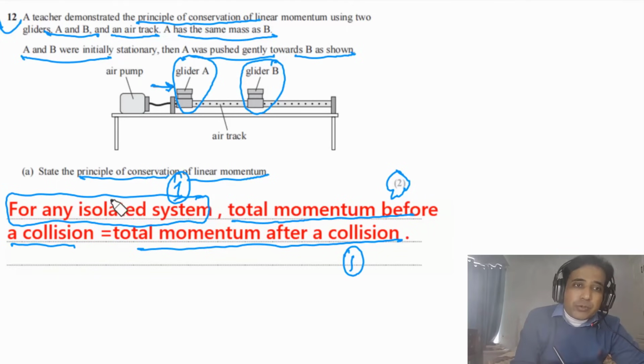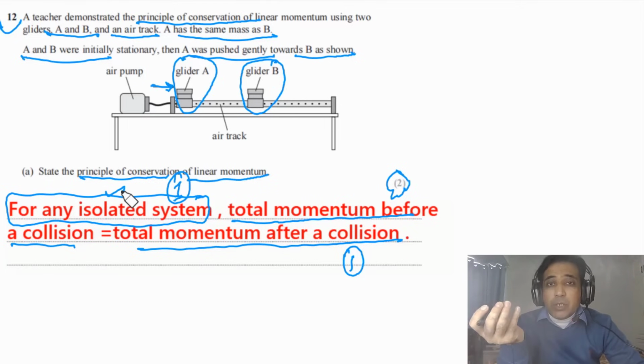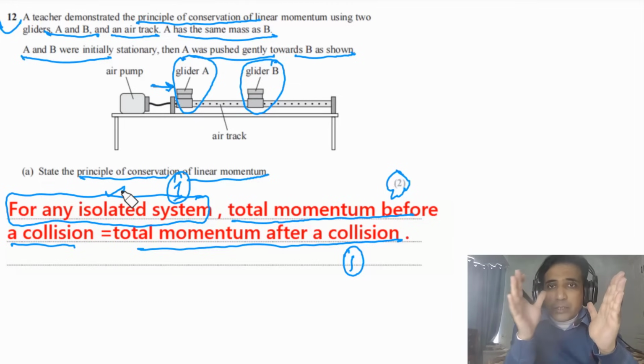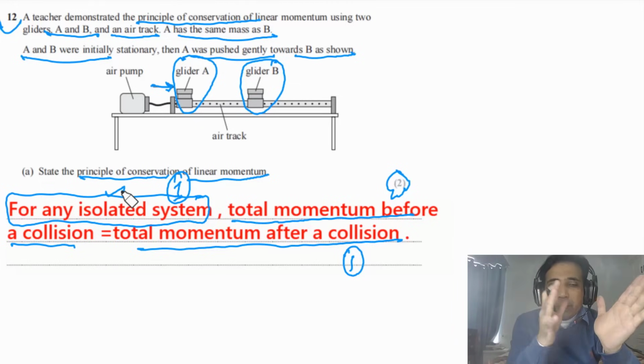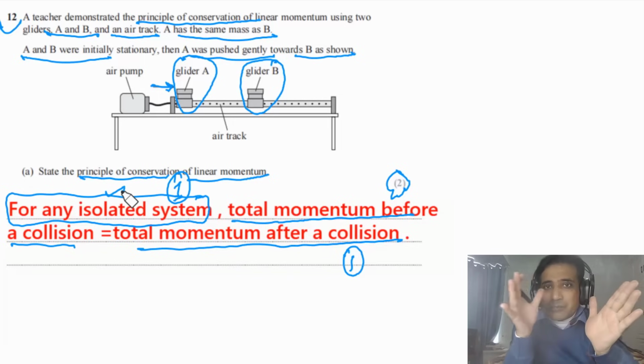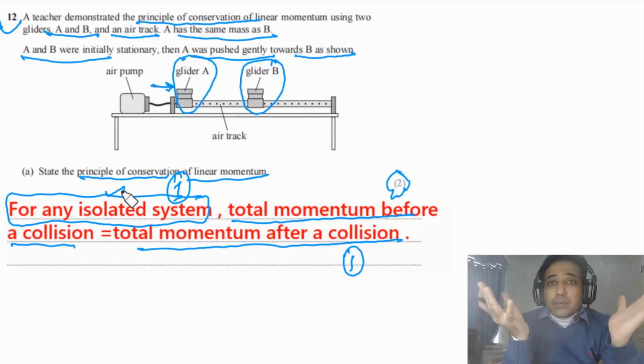So it's very important you have to mention isolated system, or you can also say closed system. If you simply write down for a system, total momentum before a collision is equal to total momentum after a collision, that is not right. Your system has to be an isolated system. Or you can say if no net external force is acting on the system, then total momentum is conserved. So this is how you can answer.